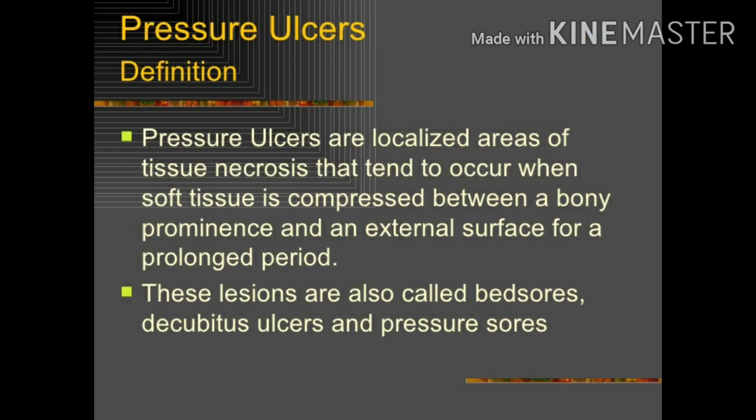Pressure ulcers are localized areas of tissue necrosis that tend to occur when soft tissue is compressed between a bony prominence and an external surface for a prolonged period. These lesions are also called bed sores, decubitus ulcers, and pressure sores.